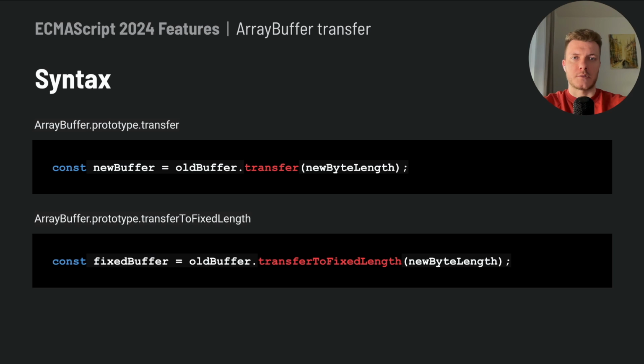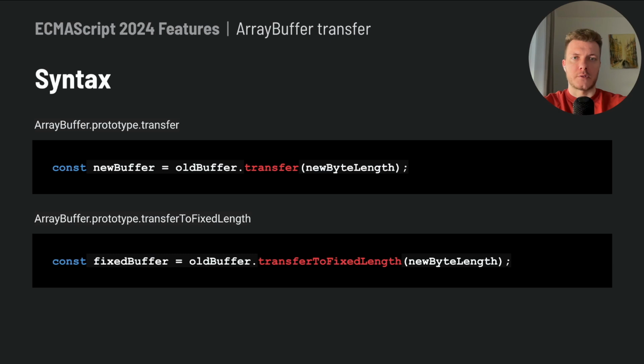Let's break down the syntax for these array buffer transfer methods. ArrayBuffer.prototype.transfer creates a new buffer with the same content as the old, up to a specific length. The original buffer is then detached, preserving its maximum length in the new buffer. For scenarios where a fixed-length buffer is desired, transferToFixedLength comes into play.